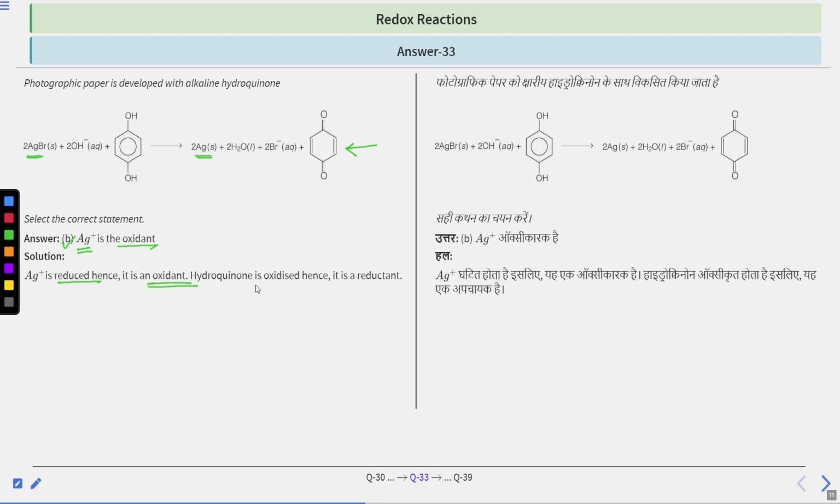And hydroquinone, this one, is oxidized, right? Because this hydrogen is removed and only oxygen is remaining. So hydroquinone is oxidized. Hence, it is a reductant. It is acting as a reductant, right? So the correct statement is option B, that is Ag positive is the oxidant. Okay, let's move to the next question.